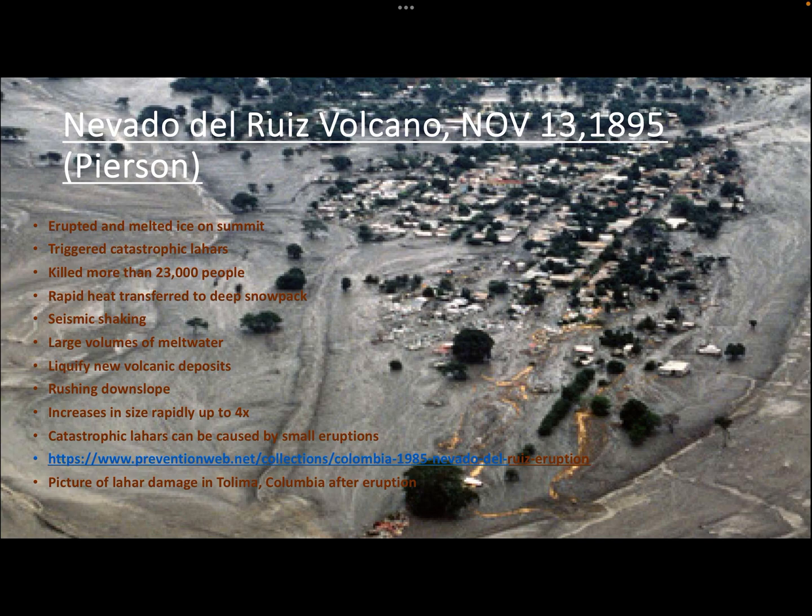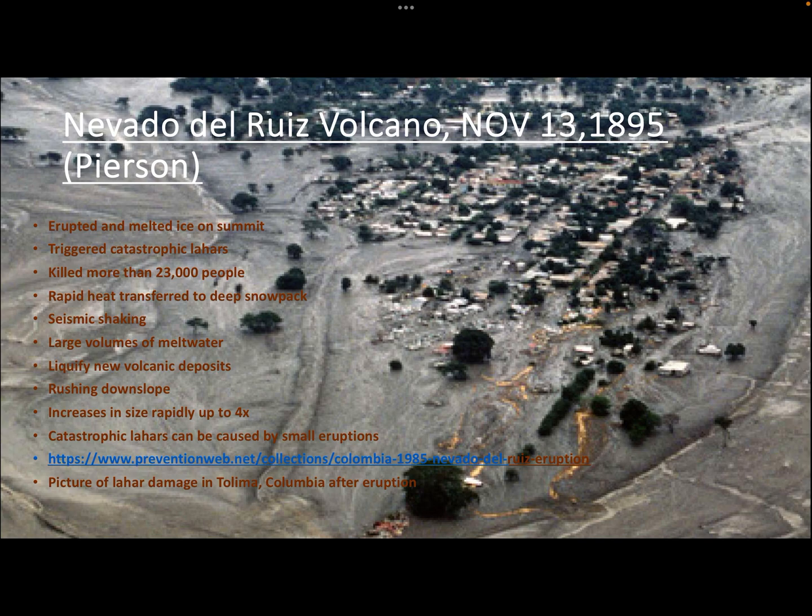This was a really bad eruption and an extremely dangerous lahar, on November 13, 1895, in Tolima, Colombia. There was a very large snowpack on top of the volcano, and with the seismic shaking and then the eruption, it melted the ice, liquefying the volcanic deposits. It rushed down slope, increasing at a very fast rate, and it was catastrophic. It killed more than 23,000 people. This is very sad.